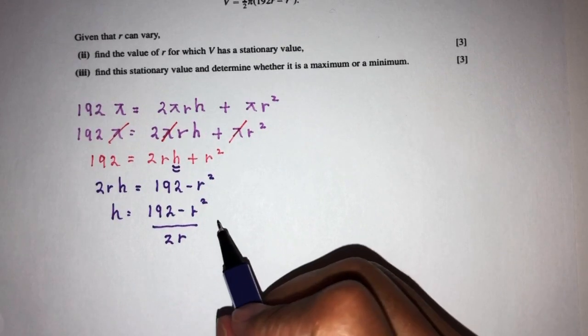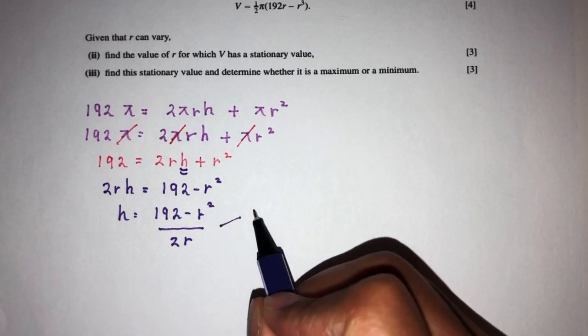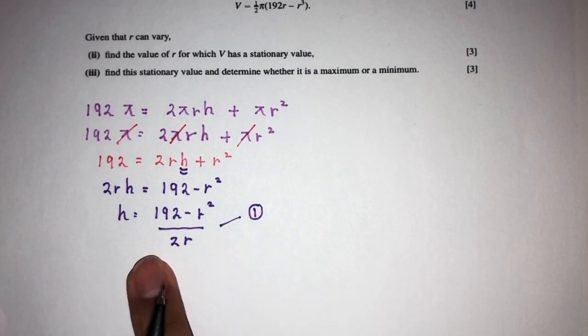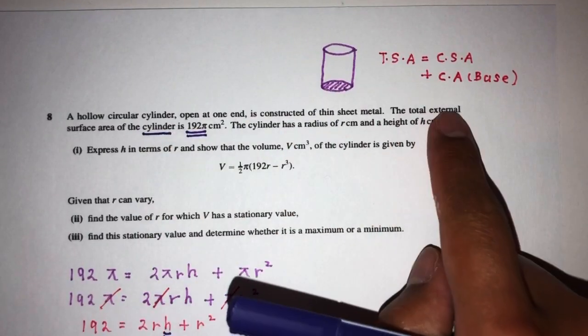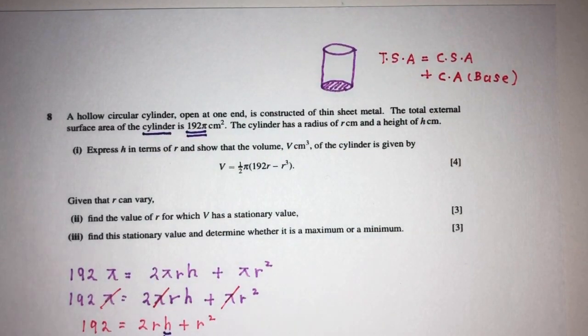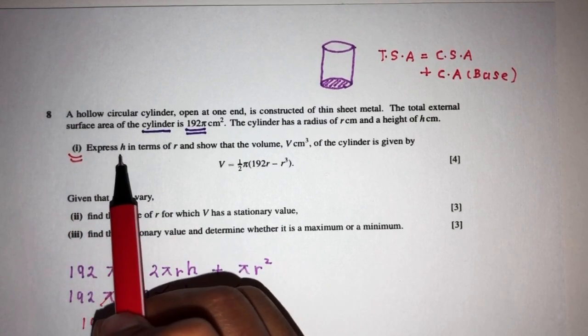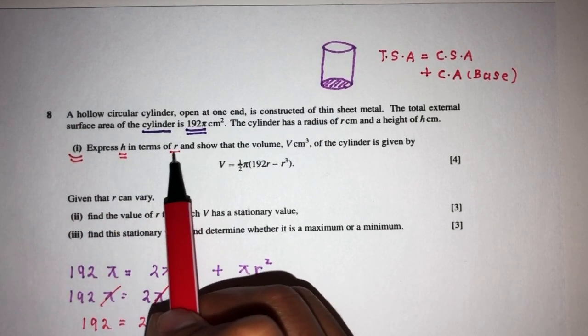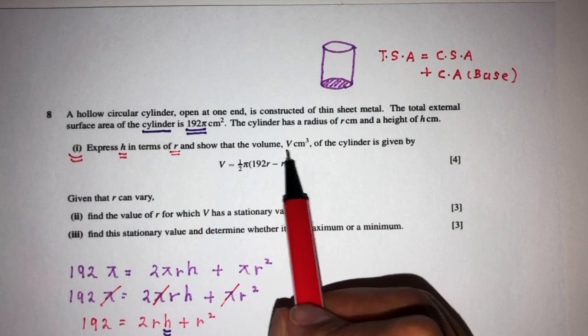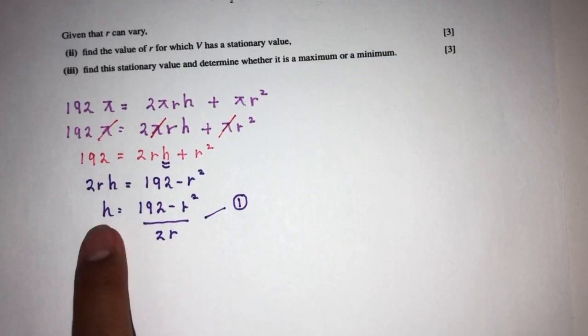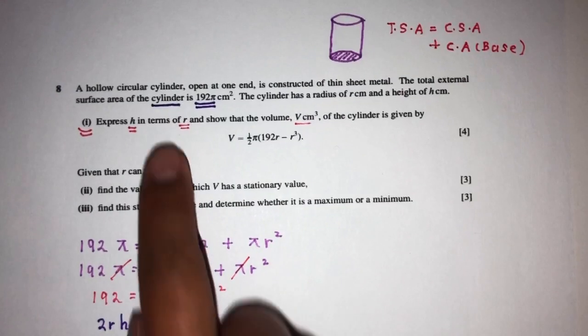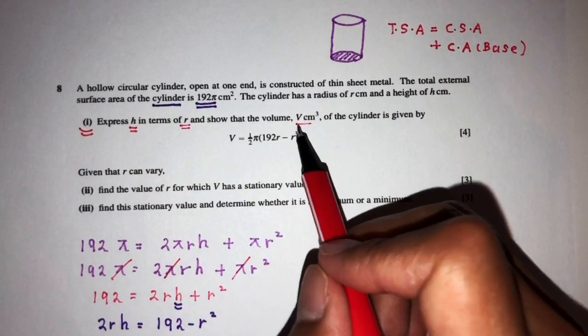Now again, I can always change that afterwards, but for now I have this as my equation number 1 derived from the given information. That is part 1. Now part 1 of the question itself, we have to express h in terms of r and show that the volume V is given by this. So you can see we have actually to use this h in terms of r, that is the first part here, and we have to show the volume is equal to this.